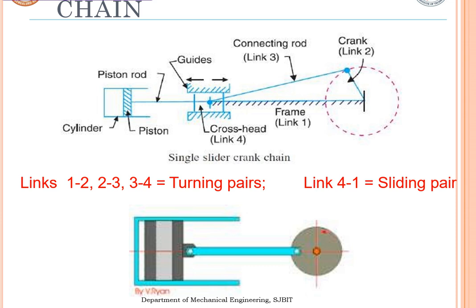So further, let us take the slider crank chain mechanism and see how it works. We have already discussed the slider crank chain mechanism many times. Once again, here you can see the frame is link one, the crank is link two, and the connecting rod is link three. Here you can see the piston rod and the cylinder portion. The links 1-2, 2-3, and 3-4 are the turning pairs. Links 4 and 1 are the sliding pair, so at the given slot it is going to slide. So this is the slider crank mechanism.